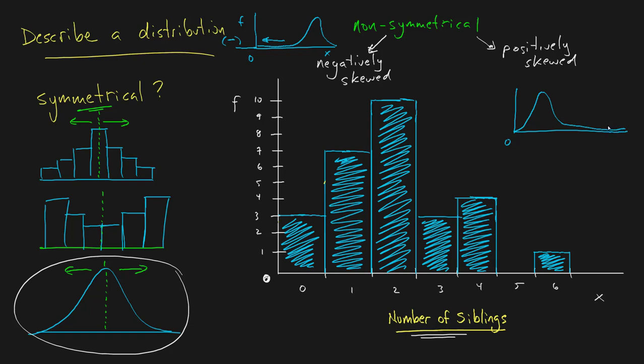Actually, let me redraw these. I think I've done a bad job of expressing what these should look like. Let me exaggerate them a little bit more so you can see the difference between a positive and a negative skew. Okay, so I'll just redraw my axes, and then, okay, a negative skew is going to be like this, and a positive skew is going to be like this. Okay, so I think that's a bit better.